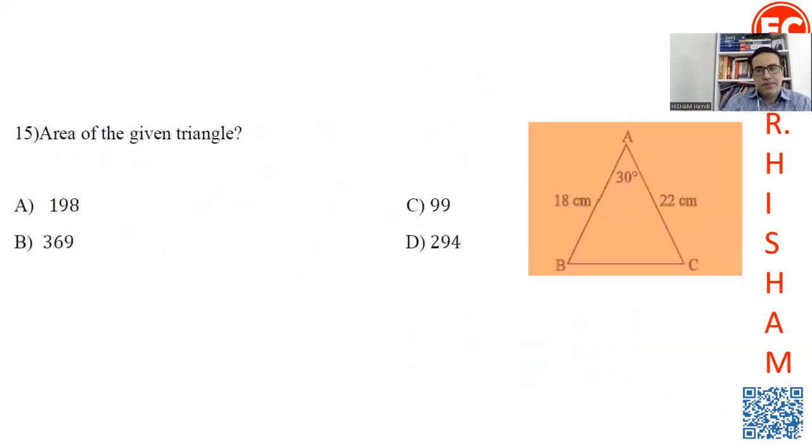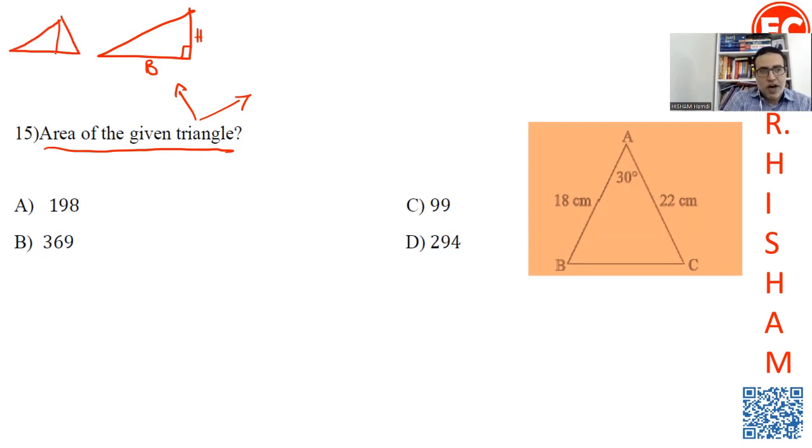Question number 15. We all know the area of the triangle, but do you know that we have 3 area rules for the triangle? We have a cosine rule for the area, we have a sine rule for the area, and we have the general rule, which is half base times height. In case you have the base and the height, or a triangle where the height is drawn, you can say that the area is half base times height.